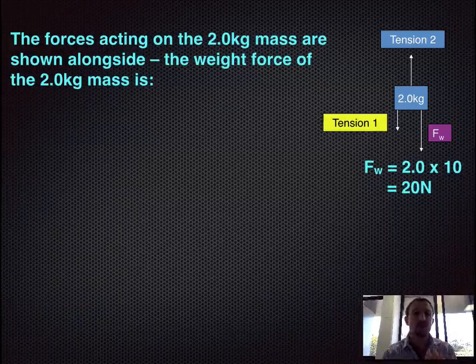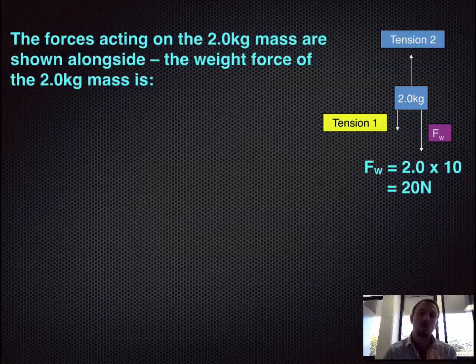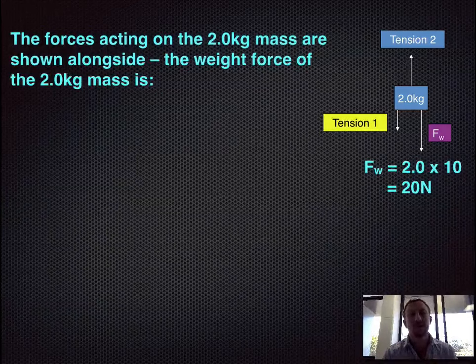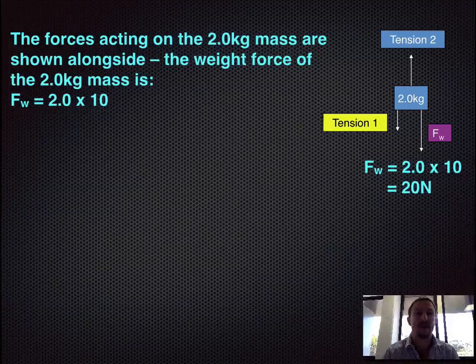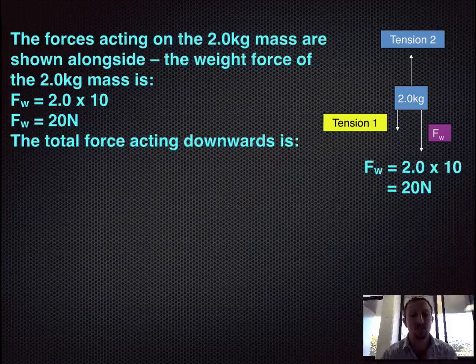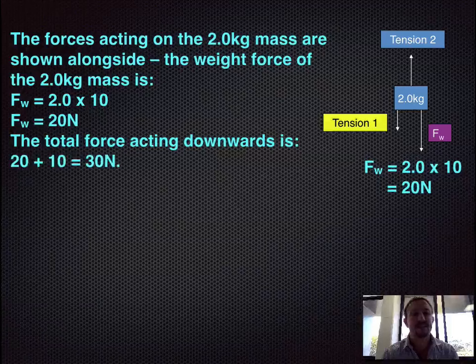So we've got the weight force of the 2 kilogram mass acting downwards plus the tension force of the 1 kilogram mass acting downwards. They are going to be combined together and must equal the tension force, or tension 2, acting upwards. Now the weight force of the 2 kilogram mass is easy to calculate. It's 20 newtons. That's 2 kilograms times acceleration due to gravity, which is 10. So the total force acting downwards is going to be the weight force, 20 newtons, plus that of the tension force from the 1 kilogram mass, which is 10 newtons.